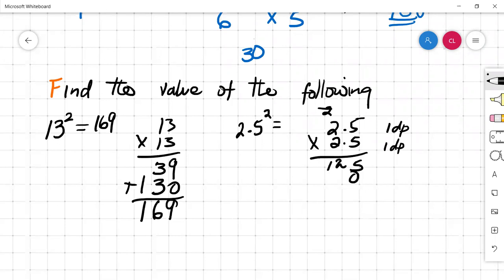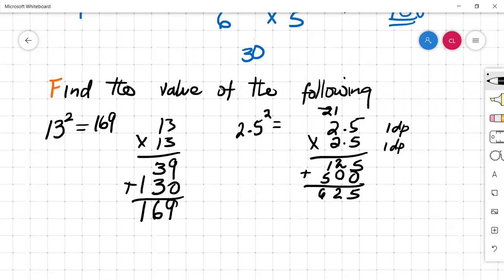2 fives would give me 10. Right? 0, carry 1. 2 twos is 4, and 1 is 5. Okay, let's add these. So 0 and 5 would make? 5. All right, and 2 here, and 5 and 1 would make? 6.